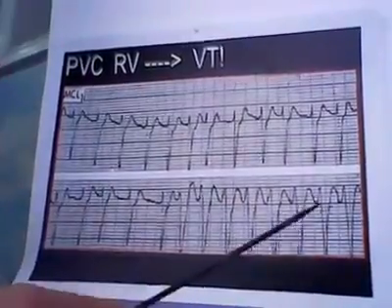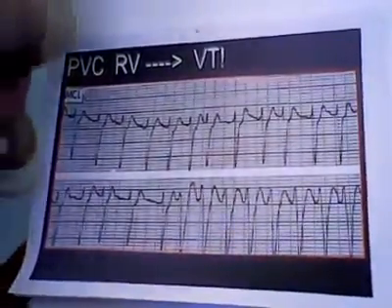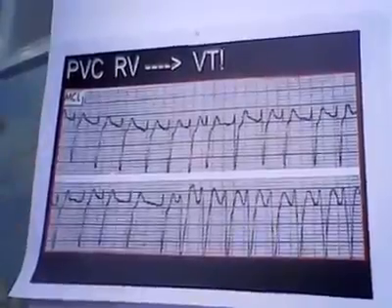Of course, if I had a 12 lead on this, I'd show you in V6, it'd go down, right? Down in V6, you're dead.